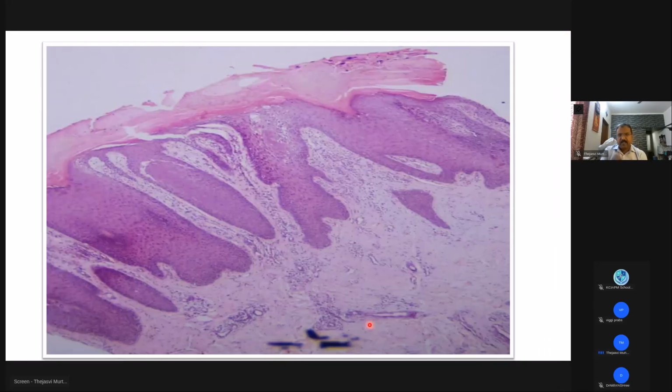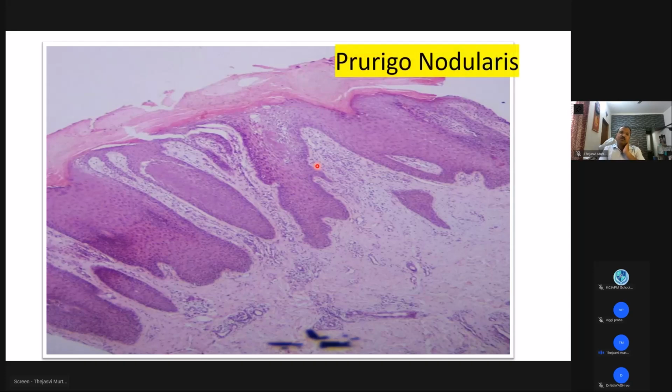What is this now? If you see, the acanthosis is not regular, it is irregular. There is a little irregularity, but it is psoriasiform, though the acanthotic fronds are a little non-uniform. There is not much uniformity in the size. So then it is prurigo nodularis. Here orthokeratosis can be seen, but you can also see some amount of patchy parakeratosis in prurigo nodularis.